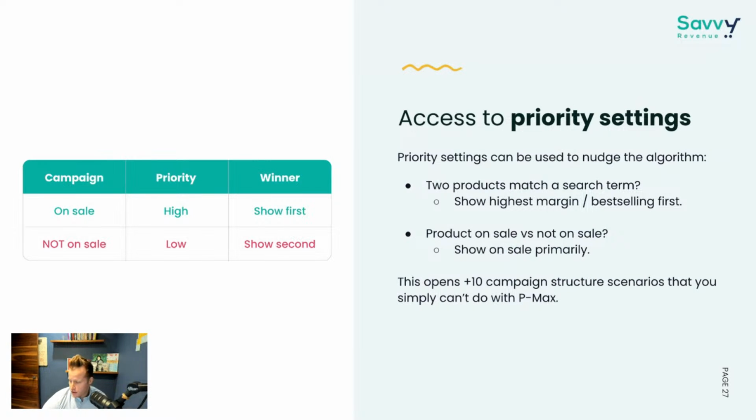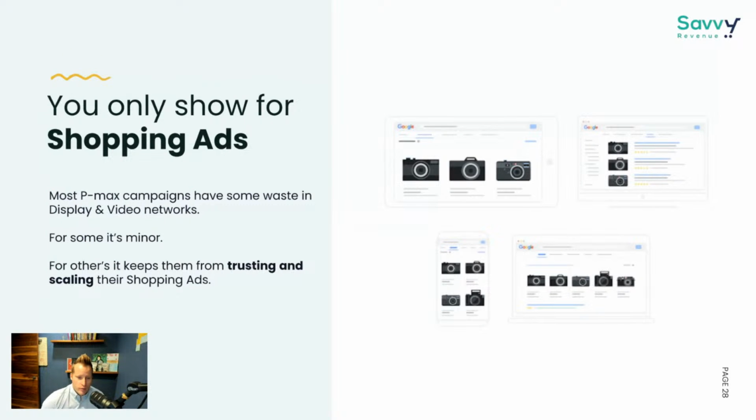Access to priority setting means being able to simply say, if 2 products are matching the same search term, let's show the high priority one first. That could be bestsellers, highest margin, private label, all these things. The priority setting still opens up about 10 campaign structure scenarios that we simply can't do as well with PMax. You only show for shopping ads. So if you've ever had an issue with waste in display and video, then going in and trusting and scaling their shopping ads can be a challenge with PMax, and that's where standard shopping can really work well.